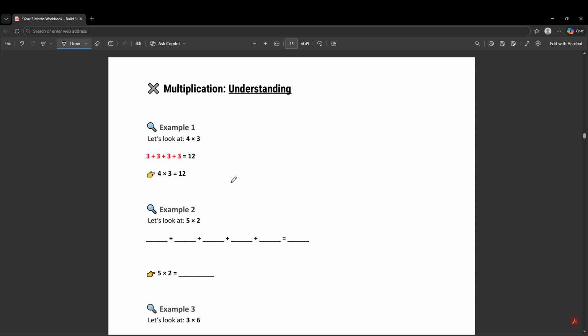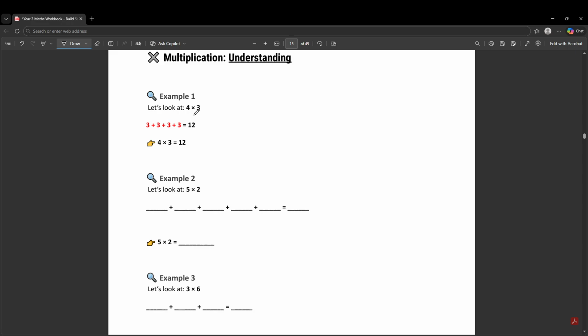So now let's test our understanding without looking at it visually. So let's have a look at 4 multiplied by 3. So as we can recall before, this is going to be 4 groups of 3. So 1, 2, 3, and 4, which gives us 12.